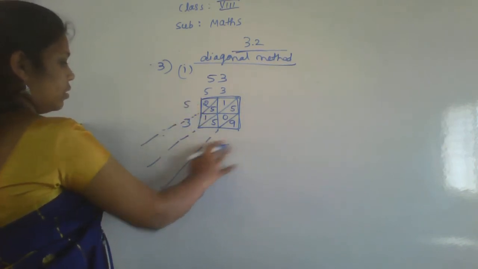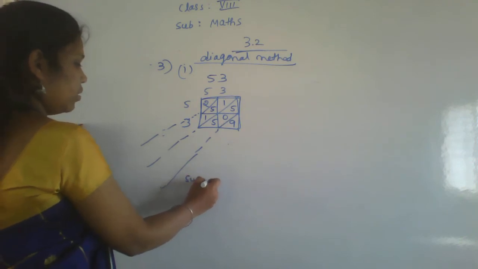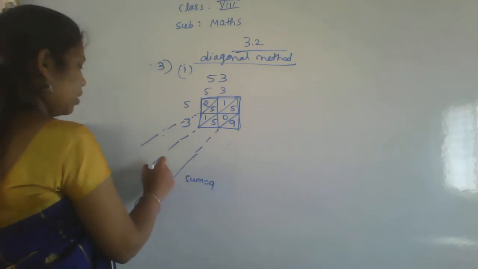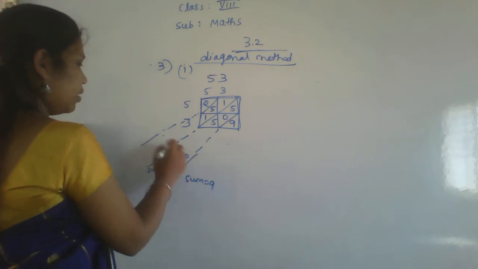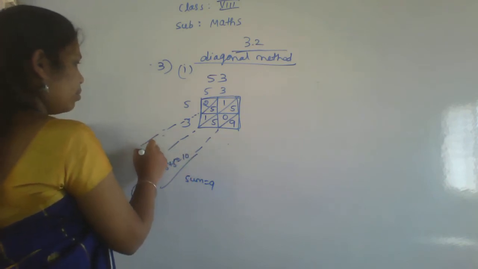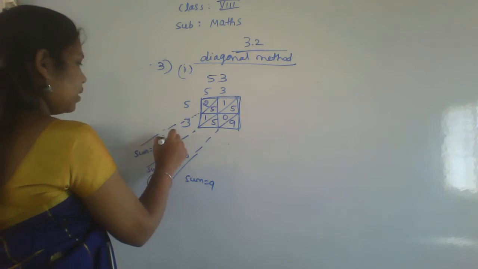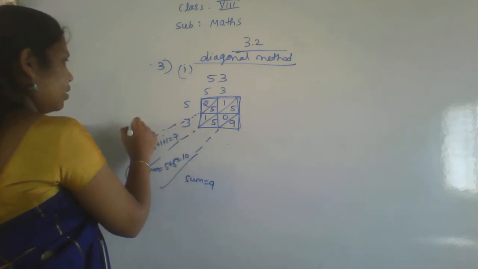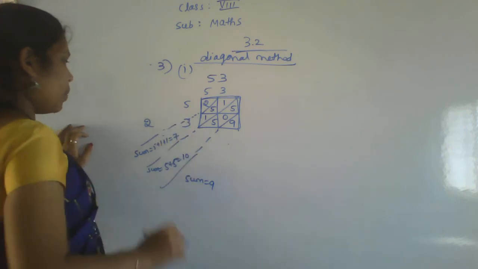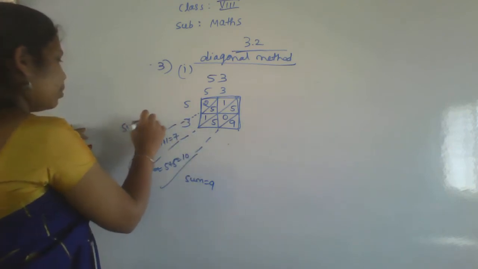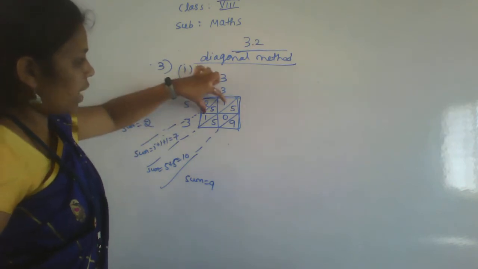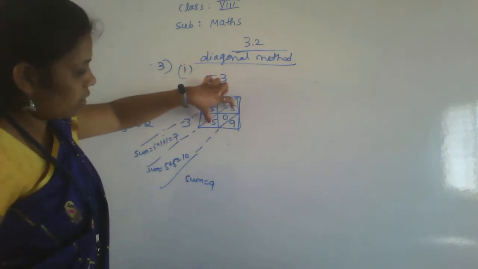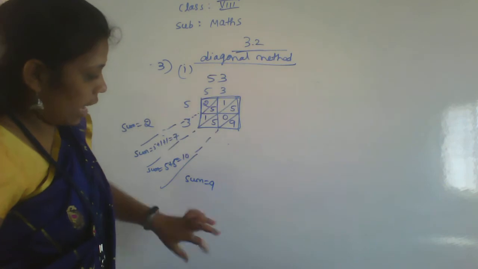Wait. And here sum is equal to 9. Here sum is equal to 5 plus 5 that is 10. Sorry, it is 10. And here sum is equal to 5 plus 1 plus 1, that is 7, and here it is 2. Sum is equal to 2. We got like this: 2, 7, 10, and 9. We got, right? What is the next step?